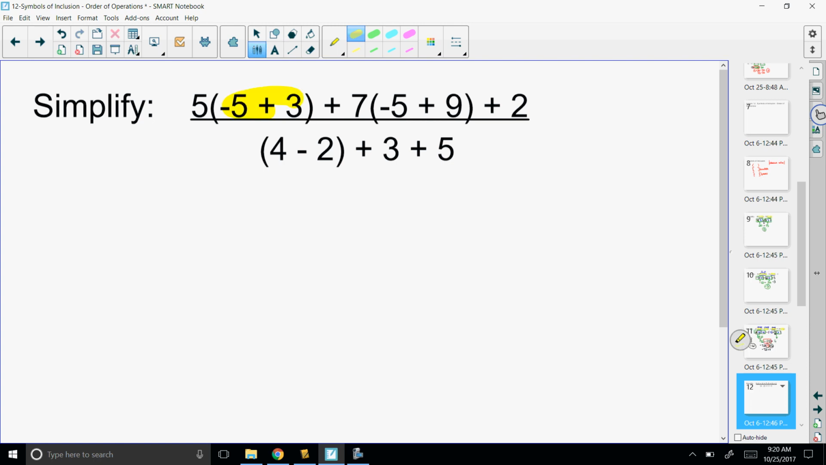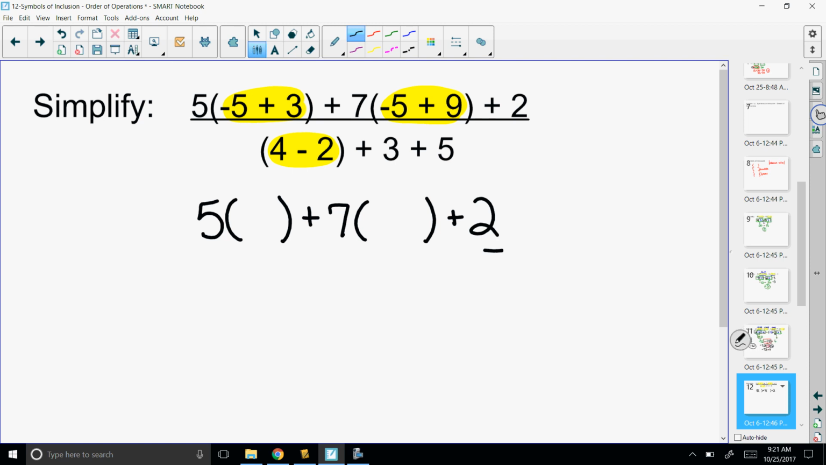Parentheses. So I'm going to find a single value to put inside each set of parentheses. What do I do with everything else in the problem? Move it down. We're going to bring it down in the problem. So we have 5 times a number, which I'm going to find because that's the highlighted region, plus 7 times a number, which I will find, plus 2, and then I have my fraction bar, and I have my parentheses for a number I'm going to find, plus 3 plus 5.